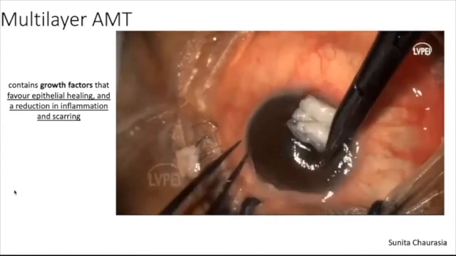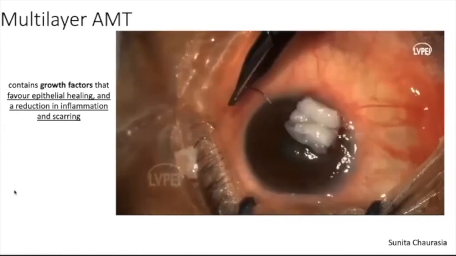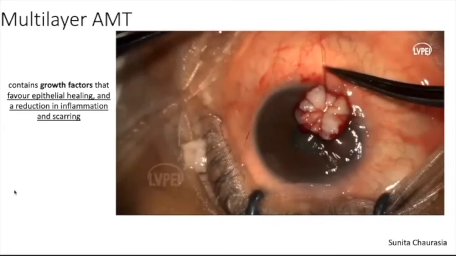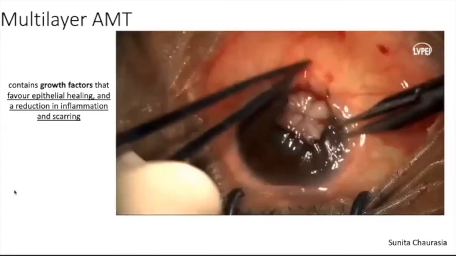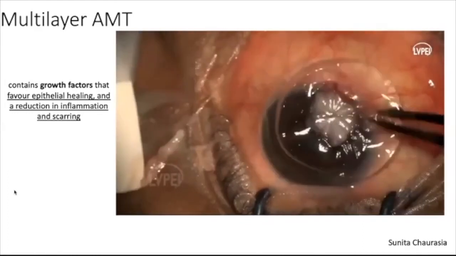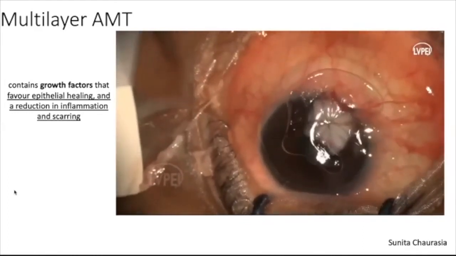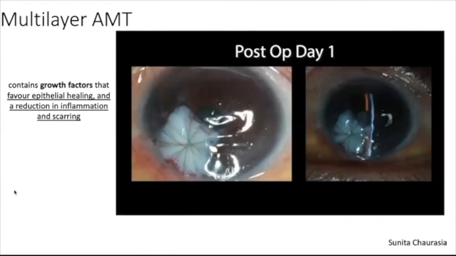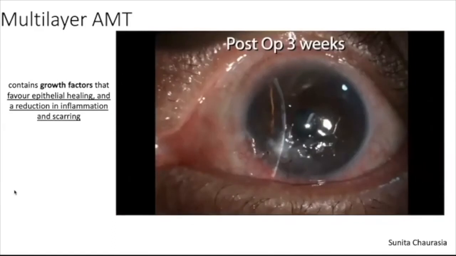The amniotic membrane contains growth factors and helps the healing, reducing the inflammation and the scarring. The drawback is that you need to go to theater, and you put some sutures, and these sutures can, let's say, not help the astigmatism, the shape of the cornea. I will show a different technique.